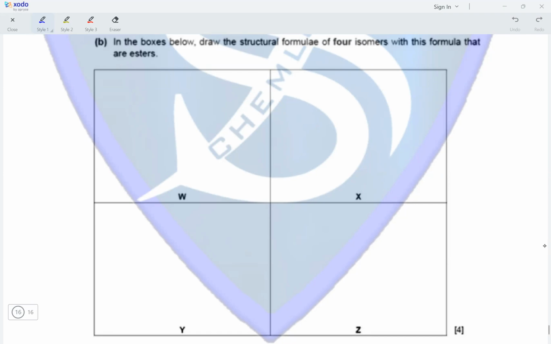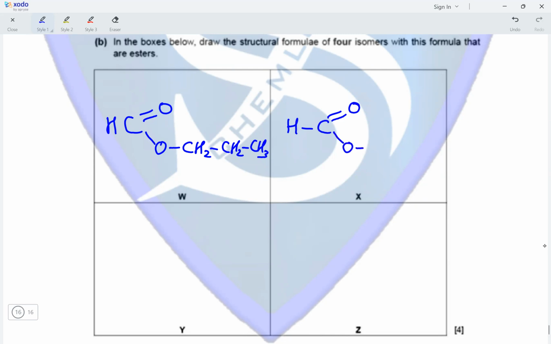In the boxes below, draw the structural formula of four isomers with the formula C4H8O2 that are esters. So we can start off with a single carbon containing carboxylic acid. So H, C double bond O, single bond O, and then we've got three carbons: CH2, CH2, CH3. Then we can have the same carboxylic acid, but we can introduce branching in the alcohol. So we can have CH, CH3, and CH3.